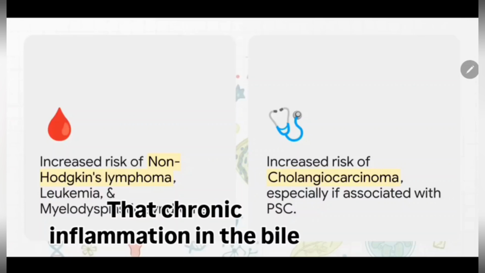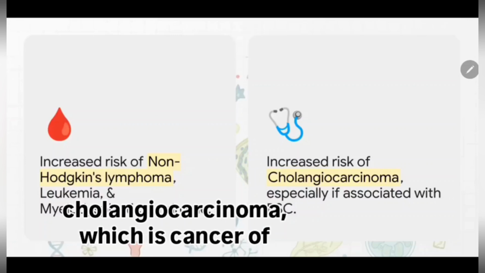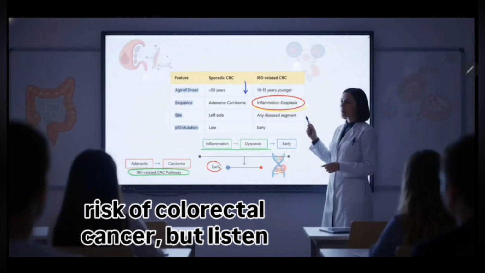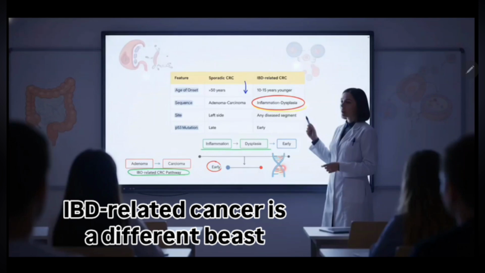In ulcerative colitis, remember that strong association with PSC? That chronic inflammation in the bile ducts leads to a much higher risk of cholangiocarcinoma, which is cancer of the bile duct. Both diseases, of course, increase the risk of colorectal cancer, but listen carefully. IBD-related cancer is a different beast altogether.